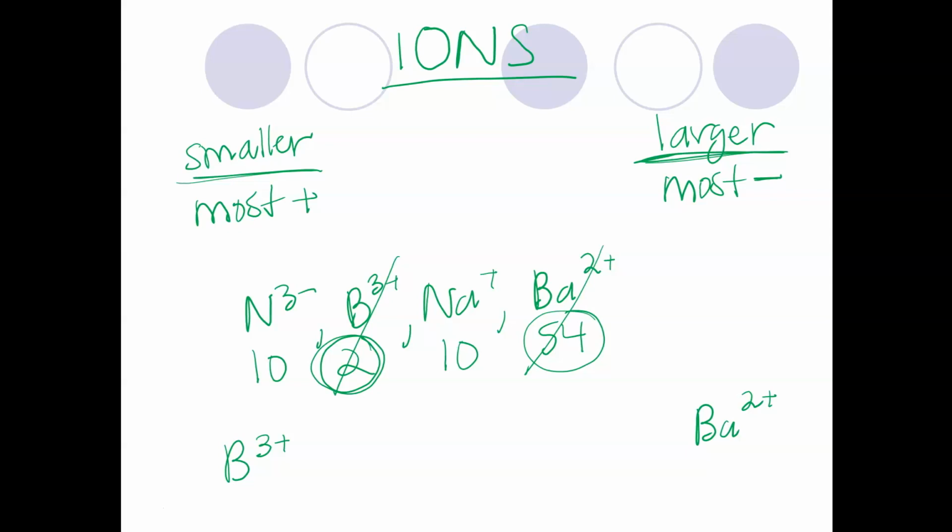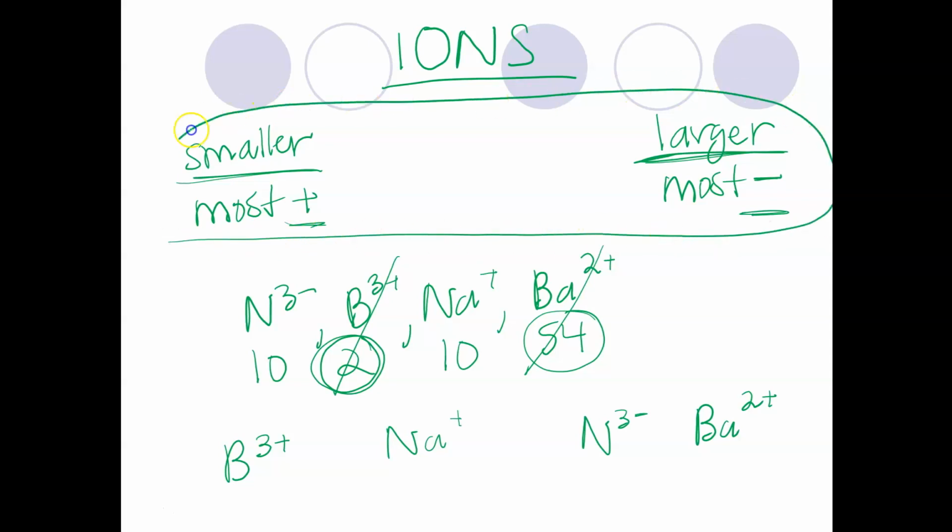So now is when we look at the charges. The most negative one is going to be the largest. So between N3- and Na+, N3- is the biggest, and Na+ is the smallest because Na+ is the most positive and N3- is the most negative. So this would be kind of a tricky one because you do have to look at the number of electrons when you compare them, but our charge thing is how you compare them if they have the same number of electrons. And a lot of times, like the first example that I did, most of the time they're going to have the same number of electrons.